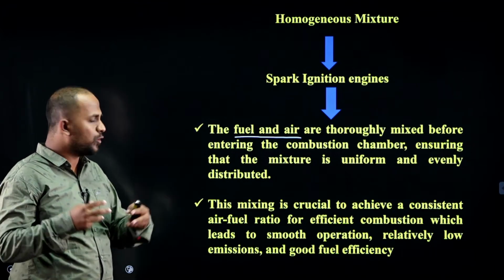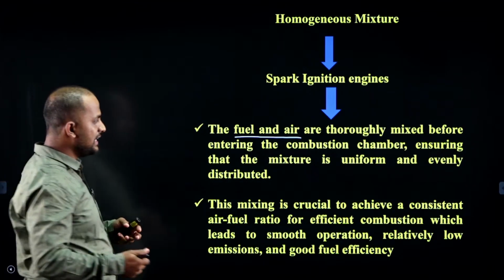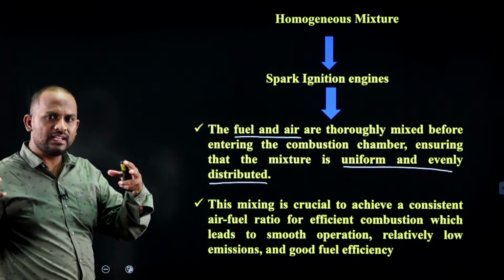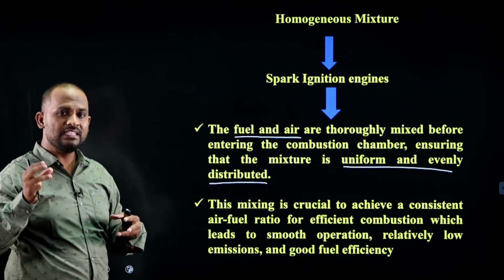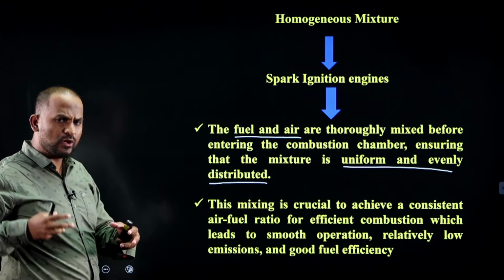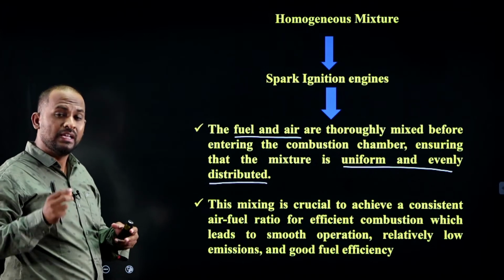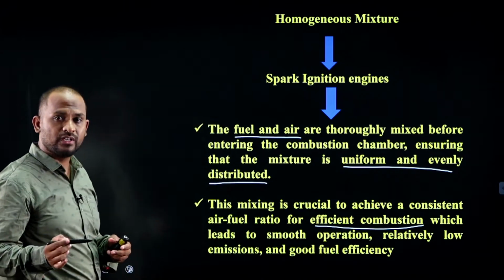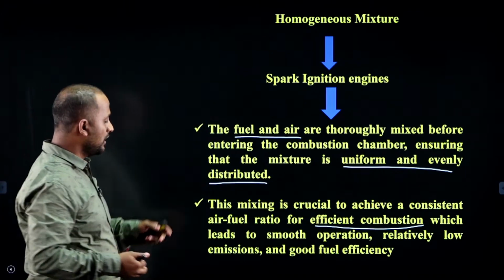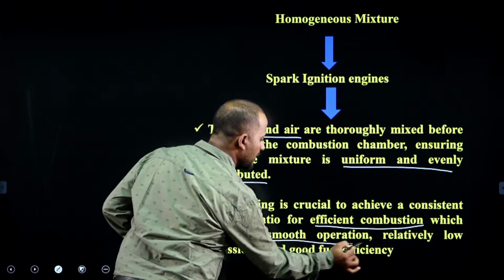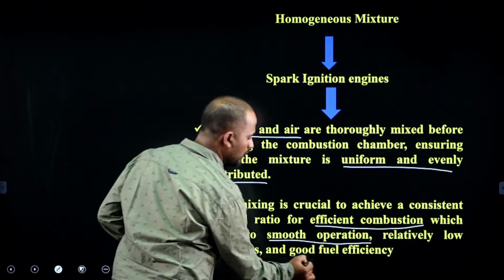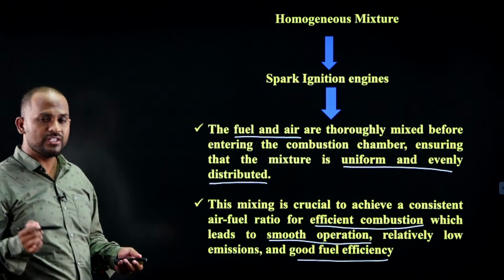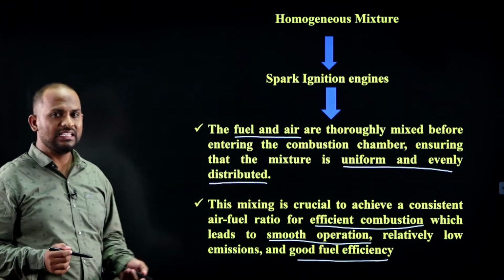Now because of the thorough mixing, what happens? It is evenly and uniformly distributed. The air and the fuel particles mix, and because of that mixing, it is evenly and uniformly distributed. Because of this even and uniform distribution, it leads to efficient combustion. Again, because of the efficient combustion, the engine operation will be very smooth with very good fuel economy, right? So this is what happens when we use a homogeneous mixture in spark ignition engines.